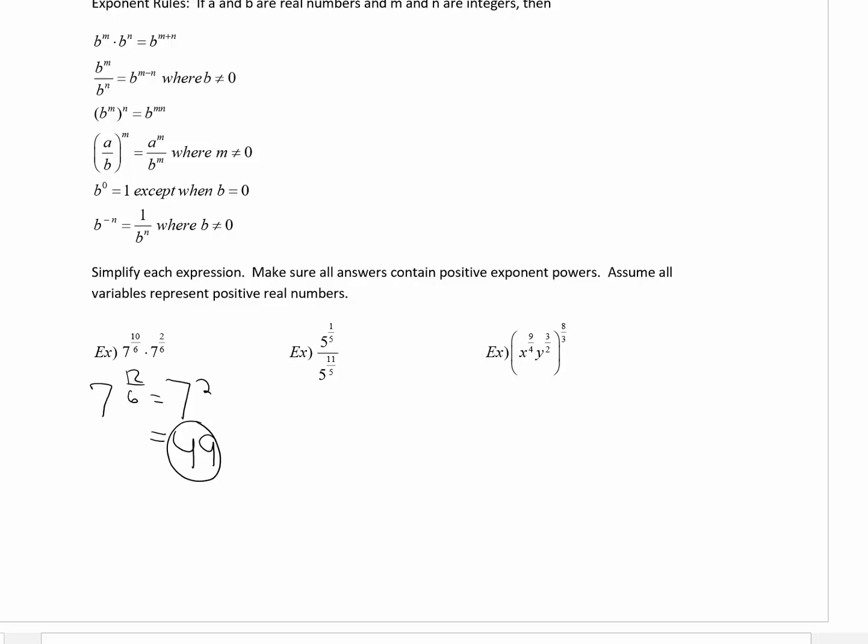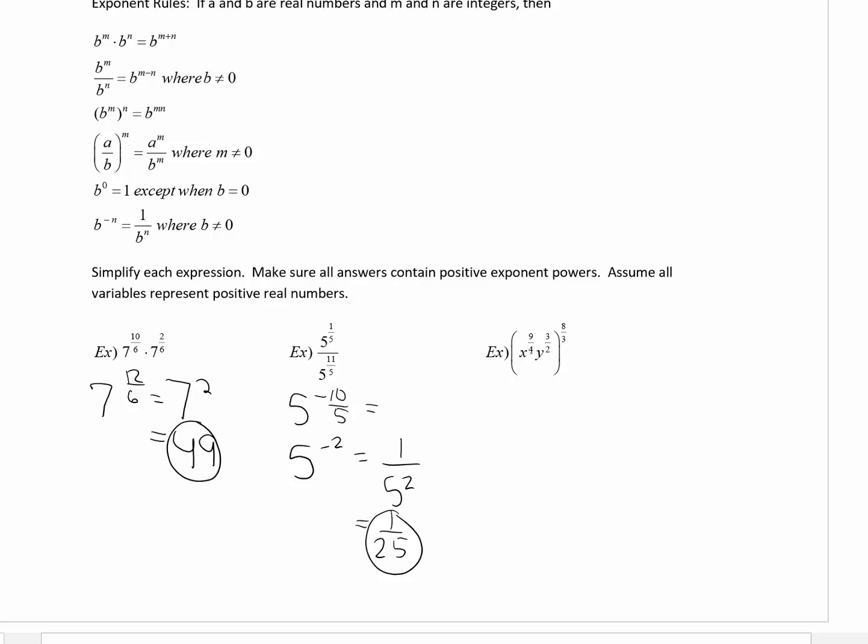Okay, let's take a look at the next example. We are dividing exponents with the same base, so you subtract the powers. Well, 1/5 minus 11/5 is negative 10/5. Negative 10/5 simplifies to negative 2. Simplify the negative exponent, and 5 squared is equal to 25.